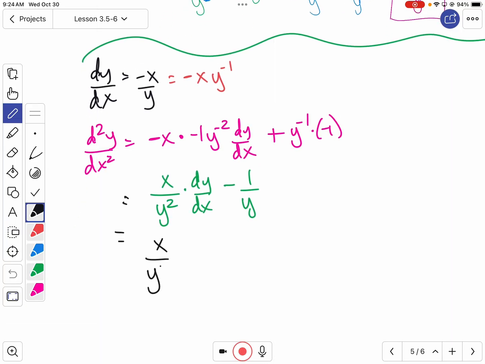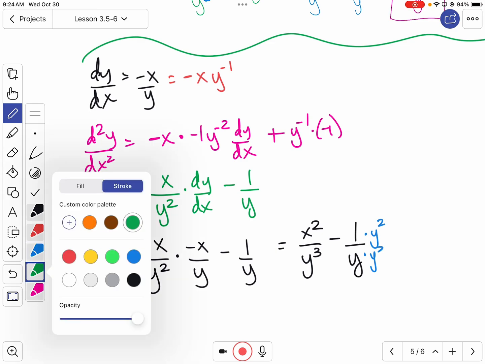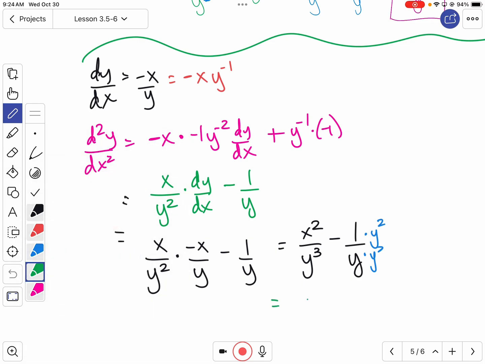So x over y squared times negative x over y, minus 1 over y, will give me x squared over y cubed minus 1 over y. My common denominator would need to be y cubed, so I would multiply the second fraction by y squared over y squared, and I would get x squared minus y squared over y cubed, which is the same thing as what we got. Just missed the negatives, or everything's switched the sign.